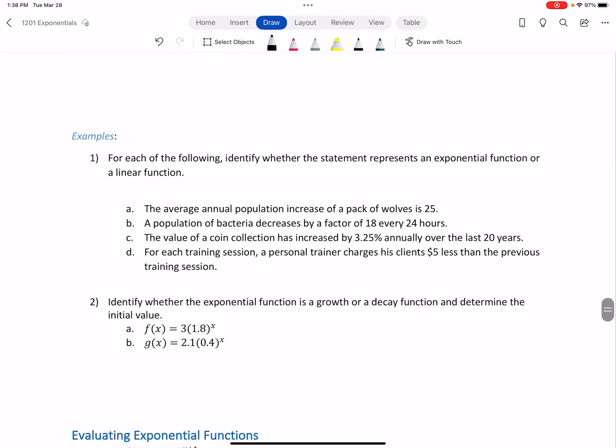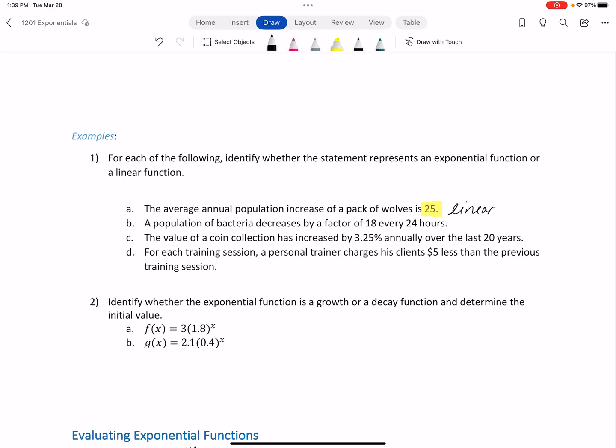So let's look at these examples. For each of the following, think about whether it's an exponential or a linear function. Remember, exponential, you're multiplying by a particular amount every time. Linear, you're adding. The average annual population increase of a wolf pack is 25 wolves. So every year it goes up by 25 wolves. I'm not multiplying by 25, I'm adding 25 wolves to the pack every year. So this is a linear function.